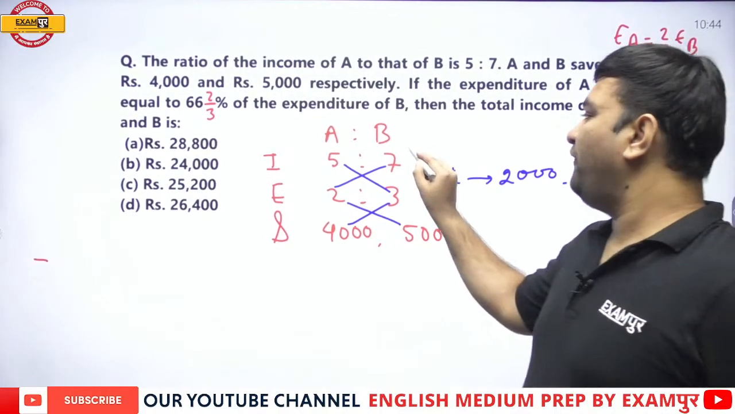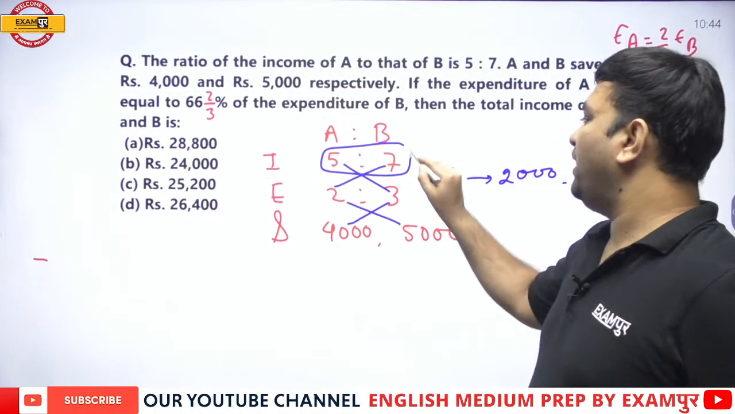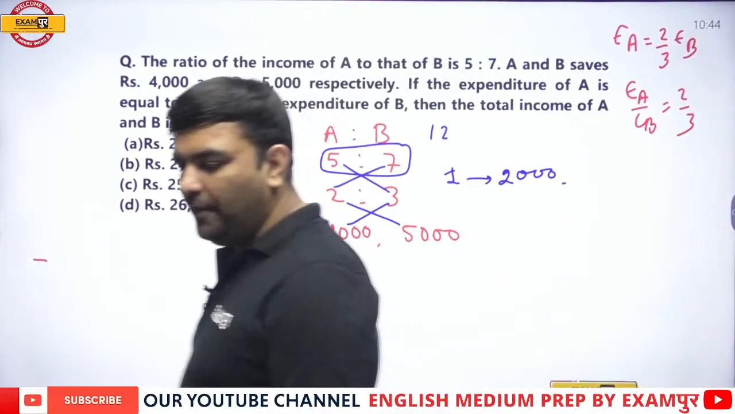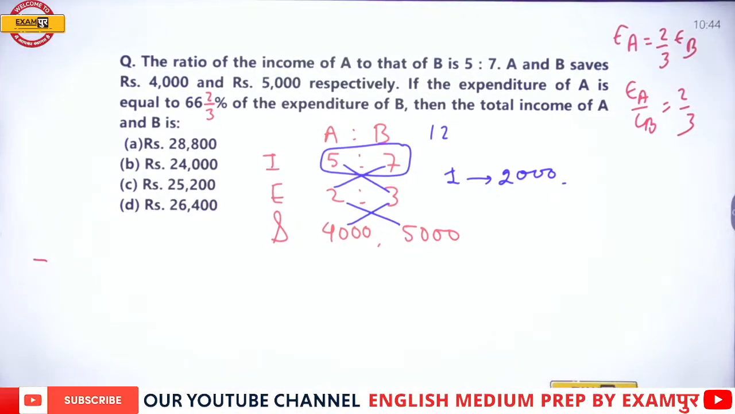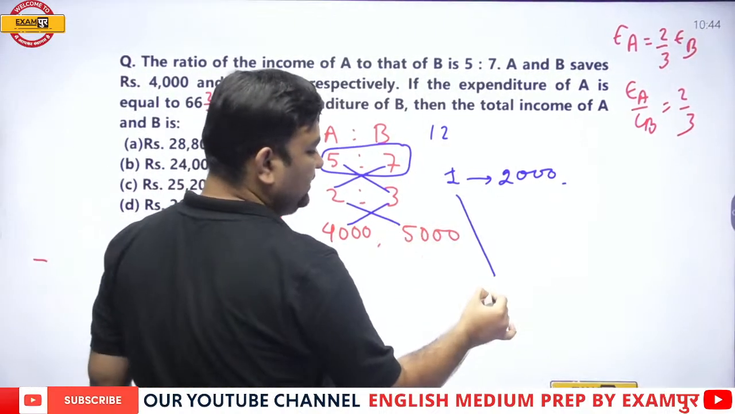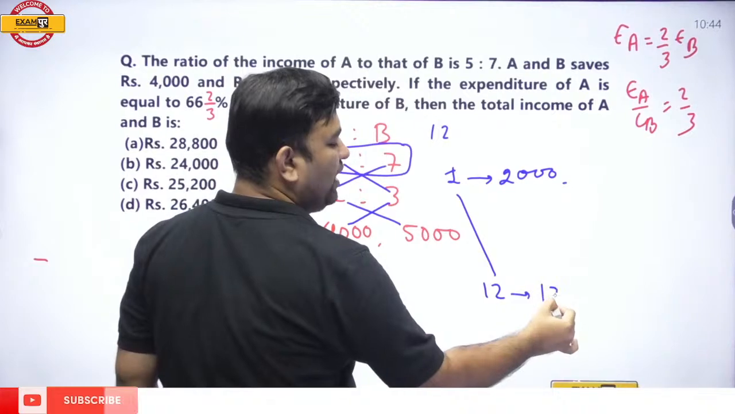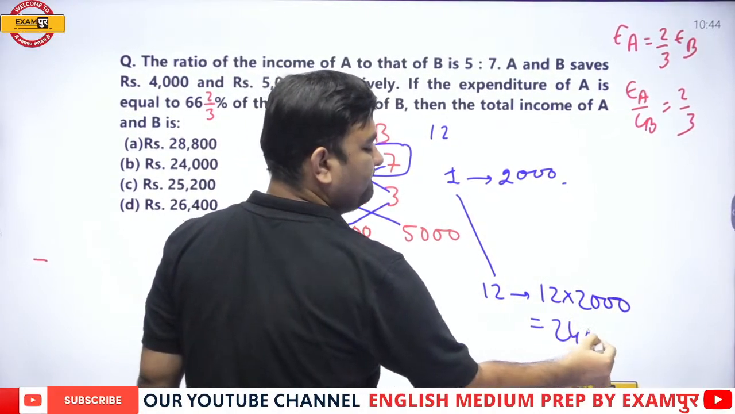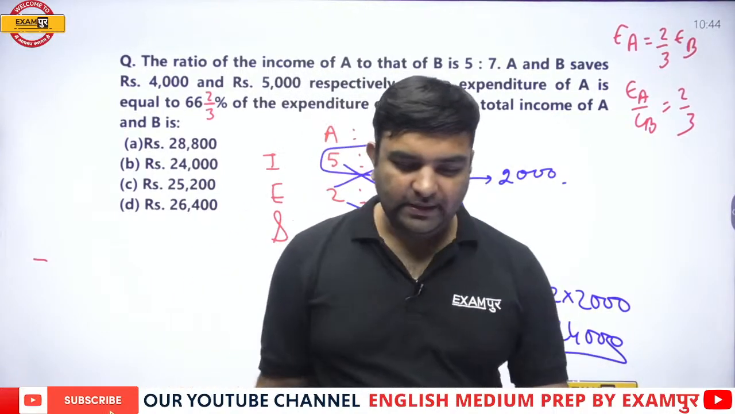What is the total income of A plus B? 5 plus 7, 12. The total income of A plus B is 12. So if 1 is equal to 2,000, then 12 is equal to 12 into 2,000, that is 24,000. Perfect.